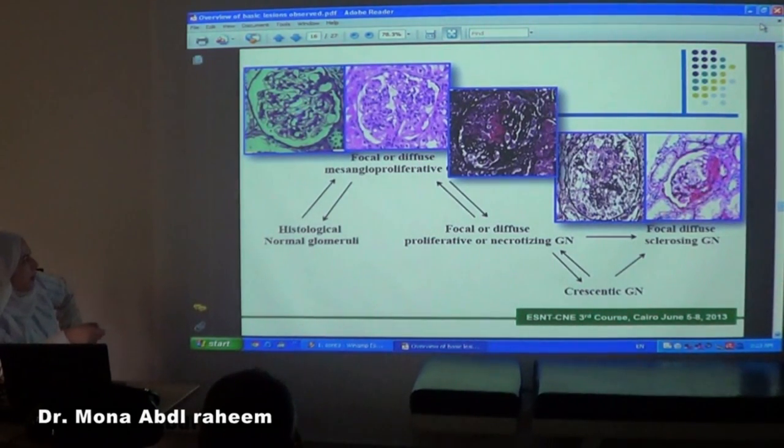This is the same slide, but with the pathology of every category. Here is the normal glomerulus, here is focal, here if there is an area normal like this and an area affected like this, this is segmental, and if it is all involved, it is generalized. Here the focal or proliferative glomerulonephritis, here the crescentic, and this is the sclerotic glomerulosclerosis.